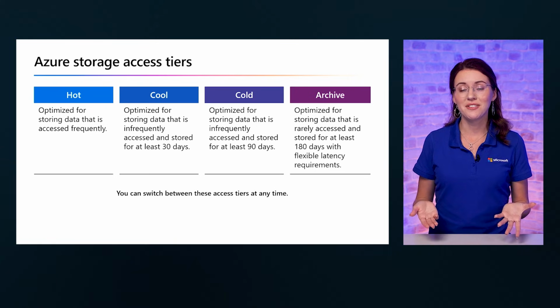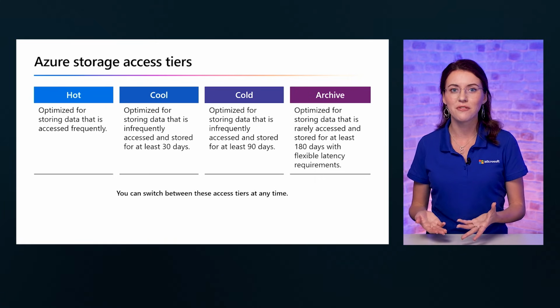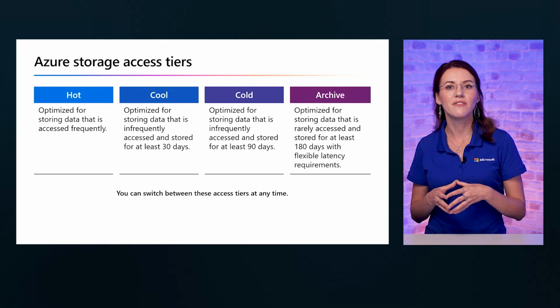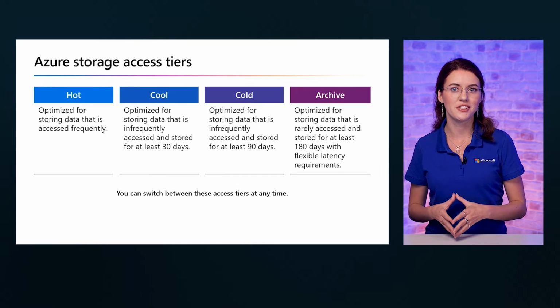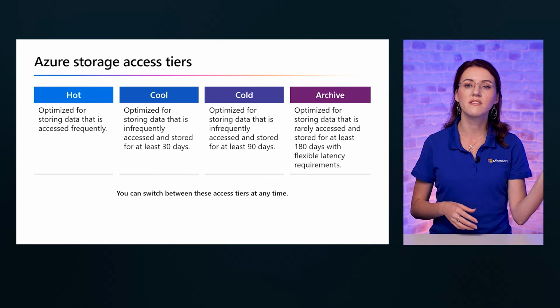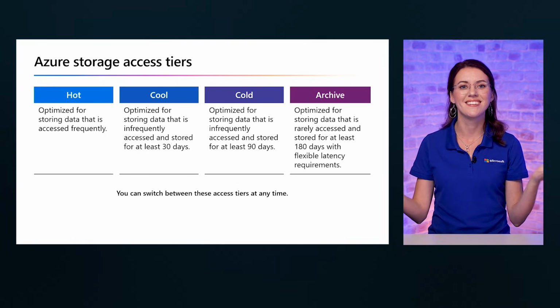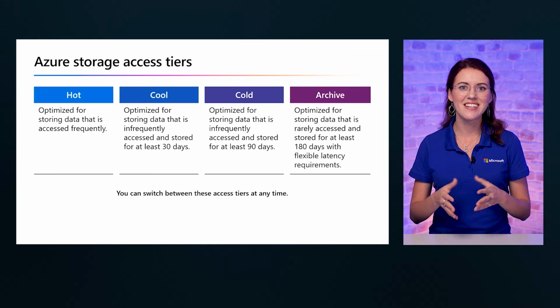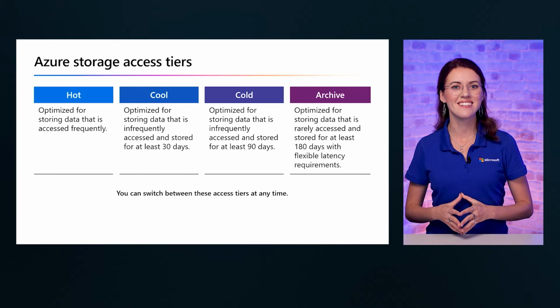Hot is for active use, cool and cold for less frequent access, and archive for long-term storage. Choosing the right tier helps you balance cost and performance. Now, let's jump into the Azure portal and see the storage options in action.